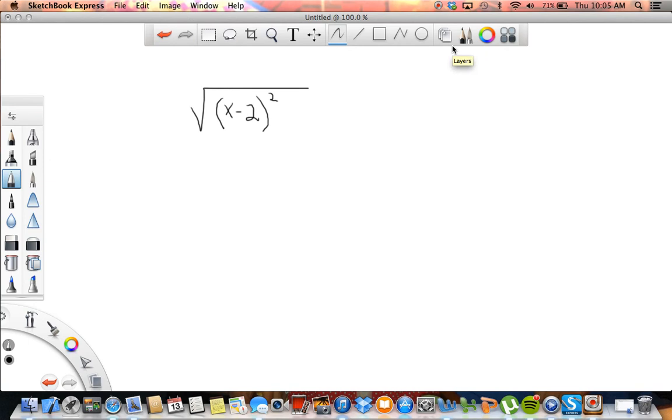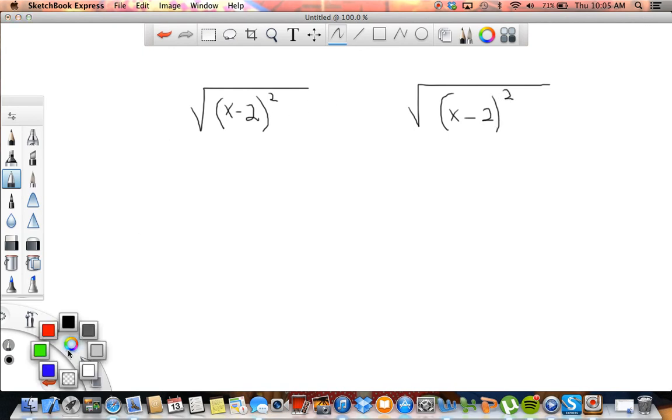Now my next problem is the square root of (x minus 2) squared. It looks kind of confusing, but there are a couple of ways you can look at this. I'm actually going to draw this problem out twice just so we have the two different ways to look at it. The first way is the way that I think is the easiest, and it might not be for you, but I think it is.